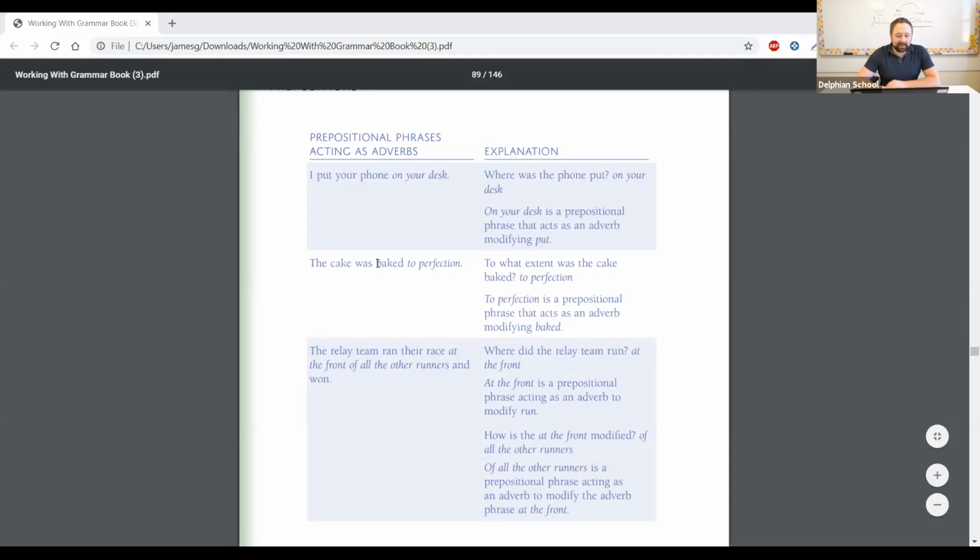All right, next example. The cake was baked to perfection. To what extent was the cake baked? To perfection. To perfection is a prepositional phrase that acts as an adverb modifying baked.